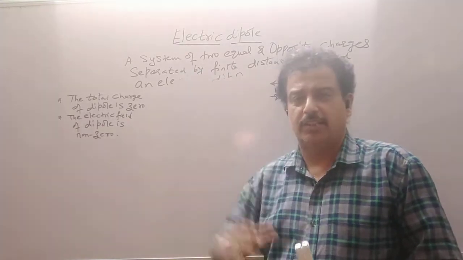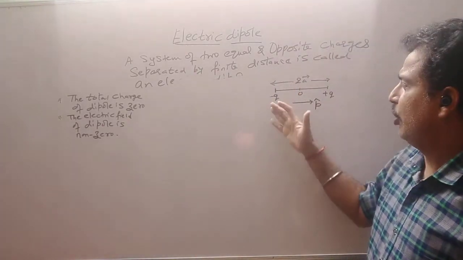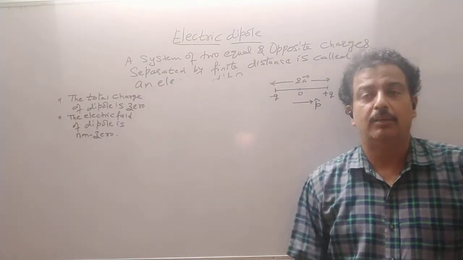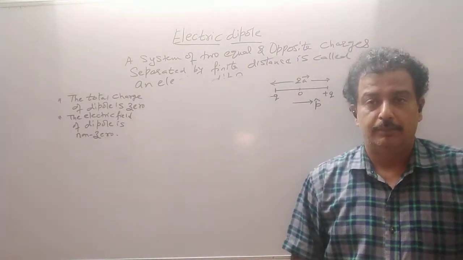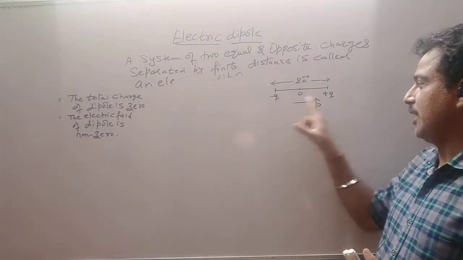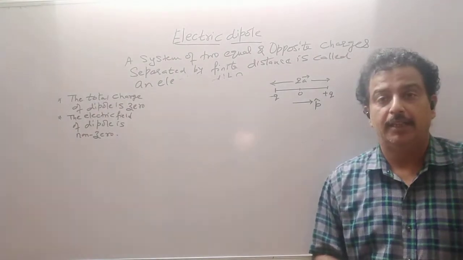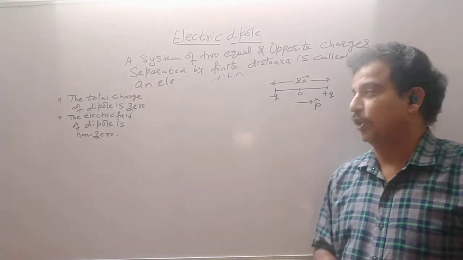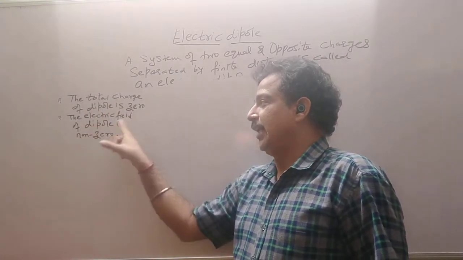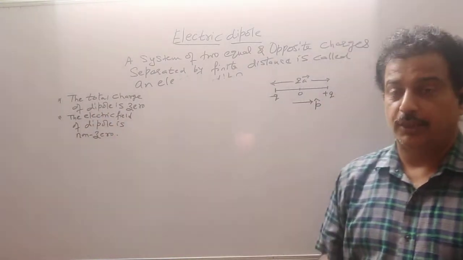But at a far distance from a dipole, if you are very far away from a dipole, then its electric field comes out to be zero. But near the dipole, both the charges will contribute to the electric field, and that total summation does not come out to be zero. So total charge of a dipole is zero, but the electric field of a dipole is non-zero.